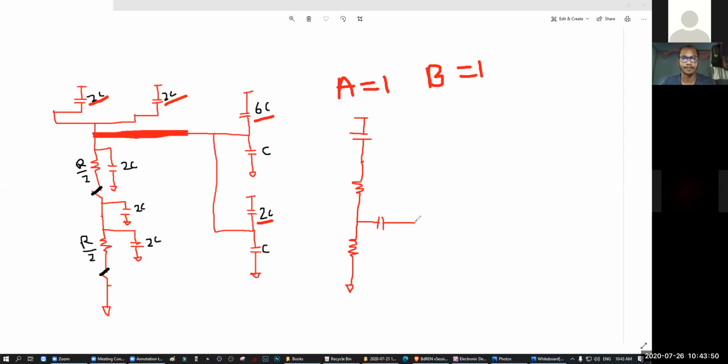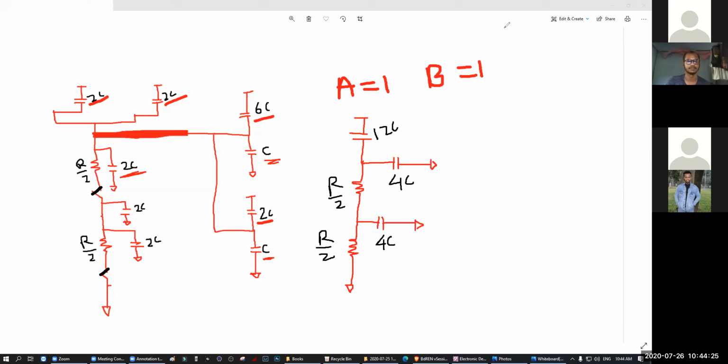I'm going to draw them like this. Here you have 2C, here you have C, here you have C. So C, 2C, 2C, 2C, 4C. Here you have 4C. Previously it was 12C. This is also 4C. This is R by 2, and this is R by 2. Anything else?